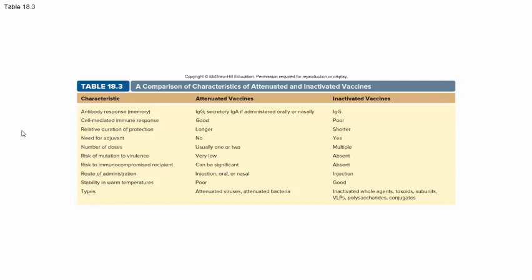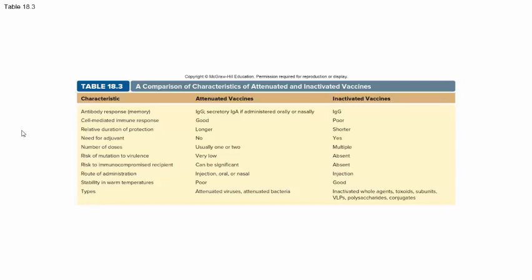Attenuated vaccines. Now, we've got to get into attenuated versus inactivated. Okay? Attenuated is a vaccine created from a weakened form of the pathogen that cannot cause disease. The weakened form, whether it's bacteria or virus, replicates in the host body and stimulates the immune response, and may produce a mild strain of the disease, especially in immunocompromised individuals.